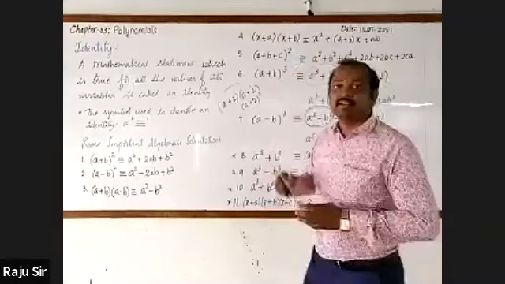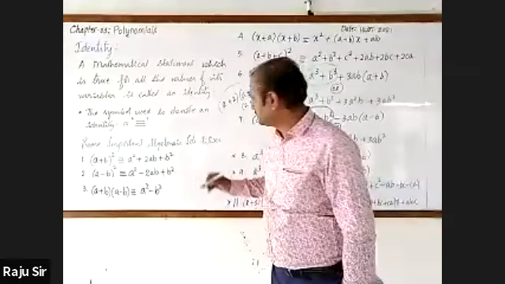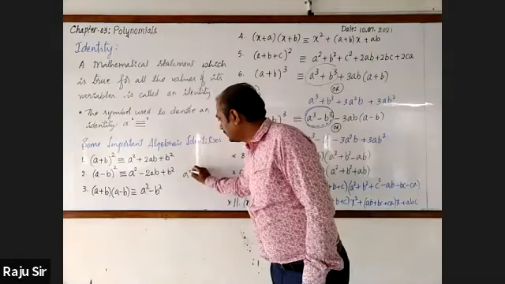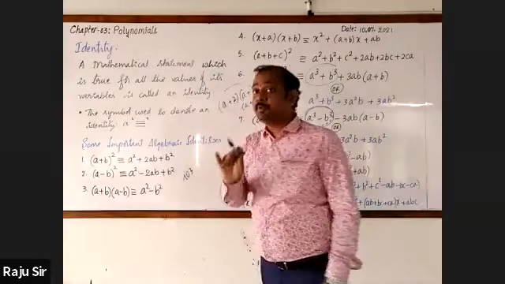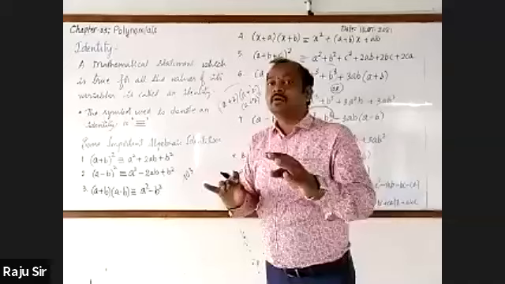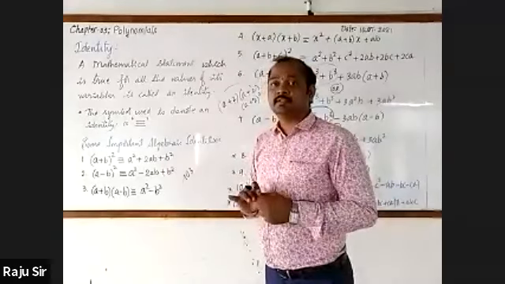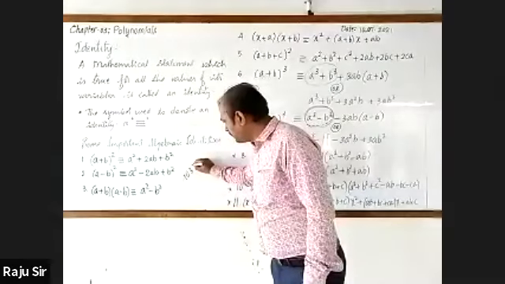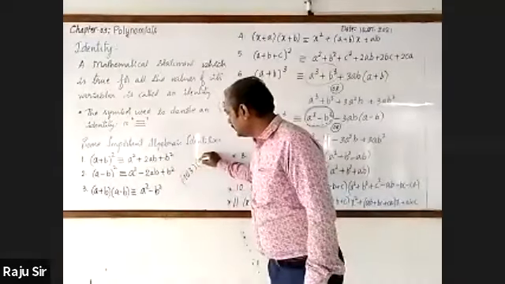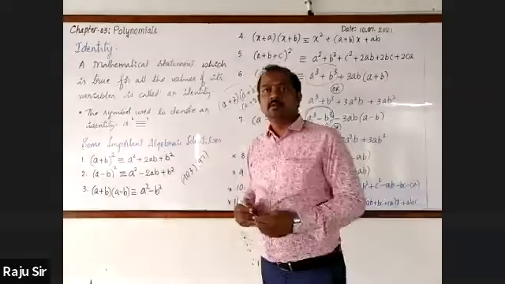Concentrate here. Another example. Here, this is 103. I have been taking the exam which you had learned in your previous class. 103 should be multiplied with 97. Sir, 100 plus 3, 100 minus 3.